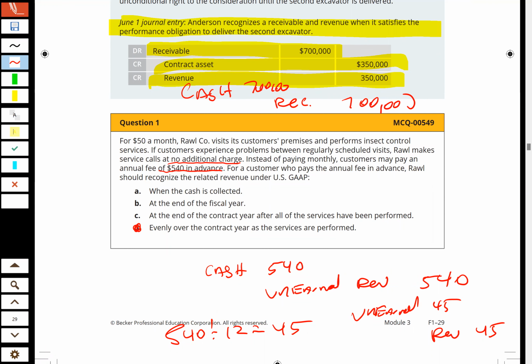So we would want them to recognize revenue. For example, what if they sign this contract? Just to try to give an example, because it's a little bit tougher. Let's say they sign the contract in December.